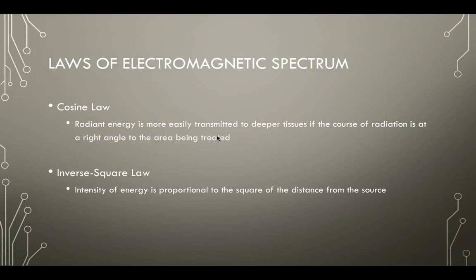And then the inverse square law. The intensity of energy is proportional to the square of the distance from the source. So as we get further away from the source, in this case maybe the electrode on the body, we're going to have a decrease in the intensity of the energy.